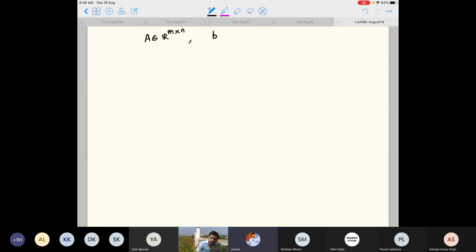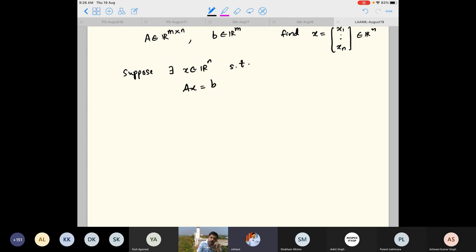So b is in Rm, and what you are really looking at is to find x. I will write it down as x1 up to xn in Rn. That's what we are trying to find. So suppose there exists an x in Rn such that Ax is equal to b.